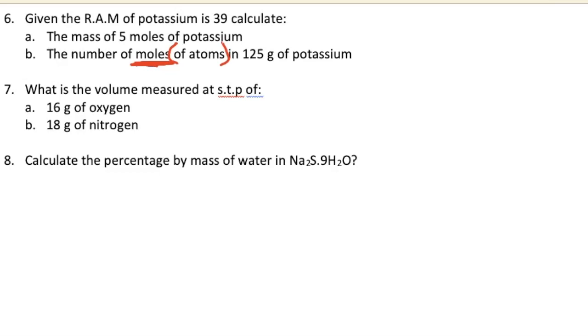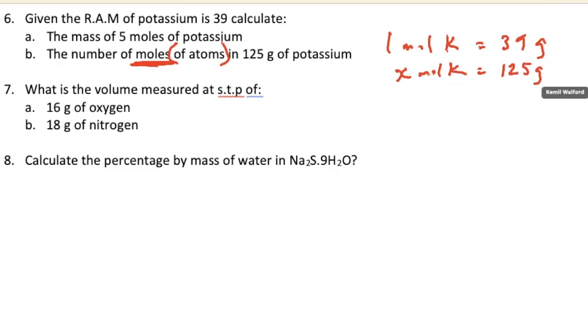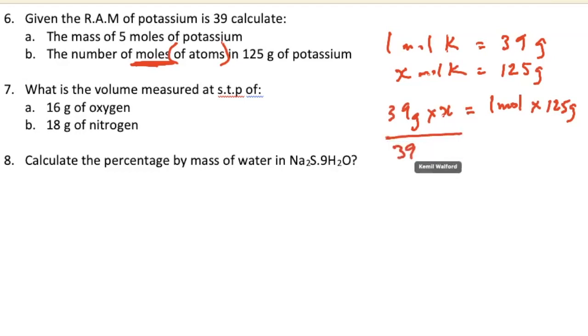We would say 1 mole of potassium is equal to 39 grams. So how many moles? X moles of the same potassium is equal to 125 grams. So in essence, we are converting the mass that is given to moles. So when we cross multiply, we'll end up with 39 grams times X is equal to 1 mole times 125 grams. So to make X the subject, we will divide by 39 grams on both sides.